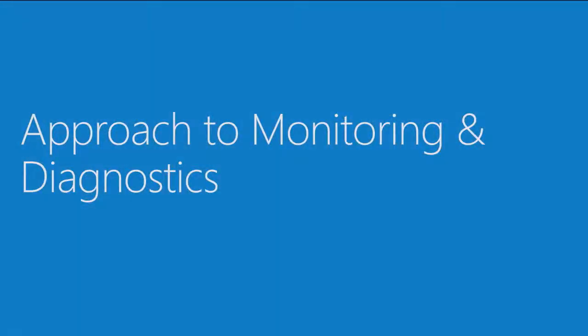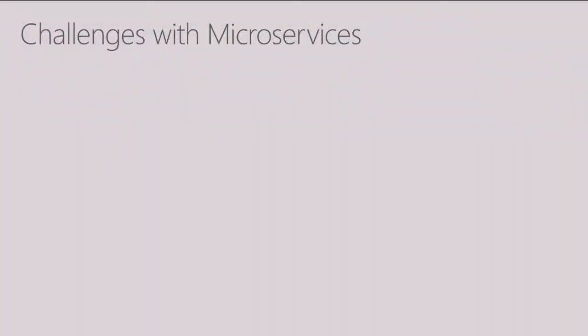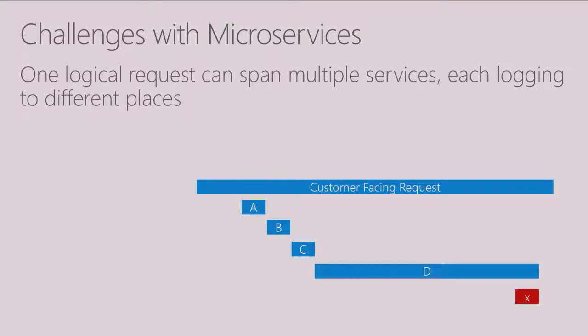So first, let's talk about the overall approach to monitoring and diagnostics with microservices and containers. So what are the challenges with microservices? The key problem is that one logical request in a microservice can span multiple services, each one logging to different places. And so this makes the application very complex. You can see in this example here, I show that one customer-facing request can call A, B, C, and D services, and then D might throw an error, which will return an overall error back to the customer. And so it's really important to have an understanding of the service as a whole when running in this environment.